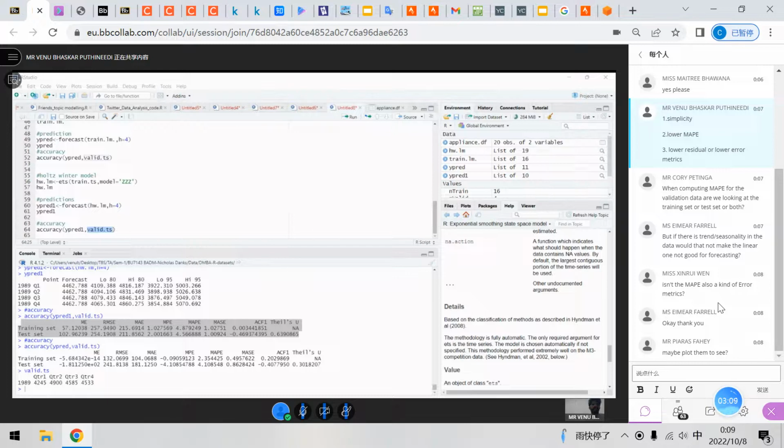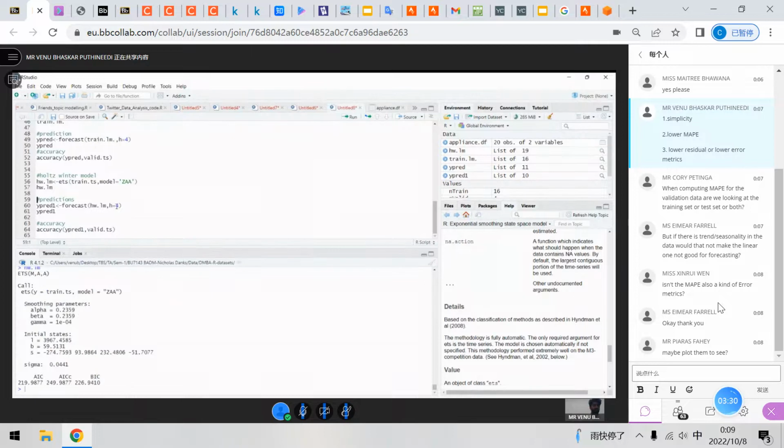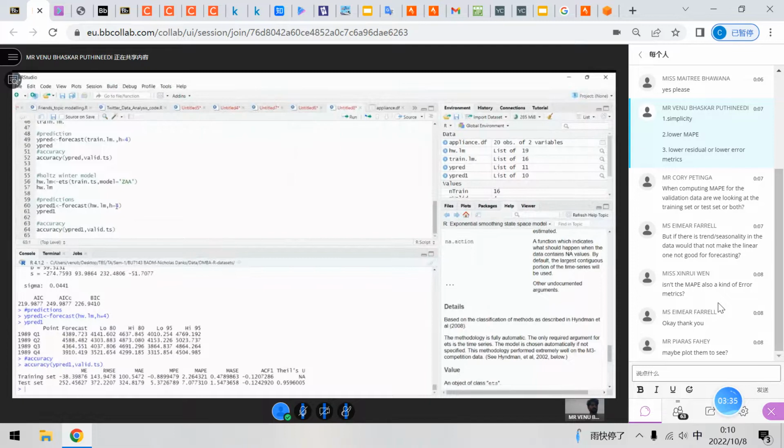And for the last question, if we optimize the smoothing parameters in the Holt-Winters model, is it likely to get values closer to 0? Let's try with the values ZAA instead of ZZZ, and look at the values and make predictions and get the accuracy. Do you think accuracy changed here? Accuracy metrics changed here. And go for M.